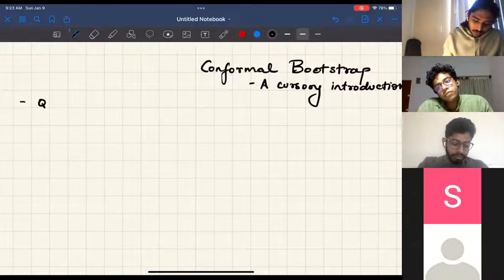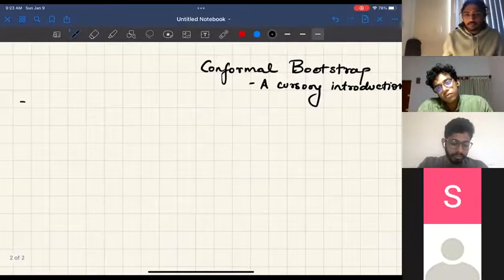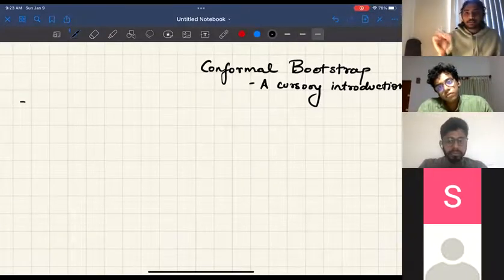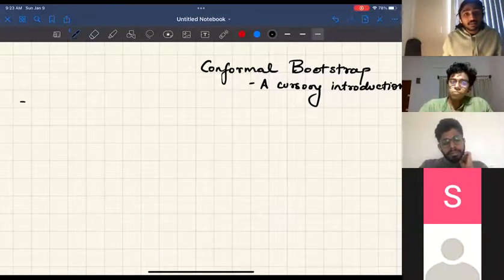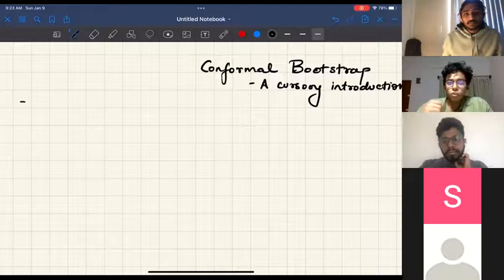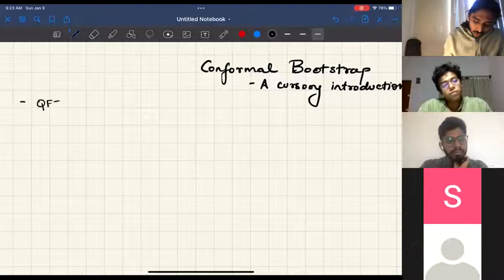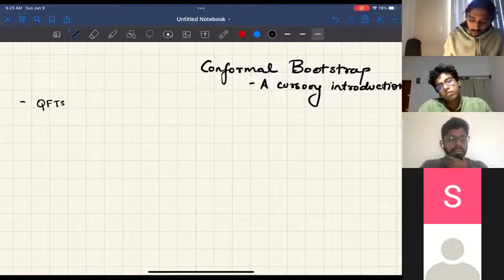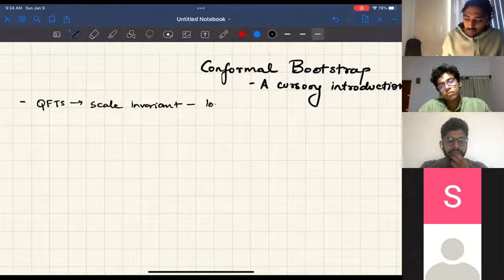So also let me know what you want me to write down as well. Like these things, if you want me to write down, I can just keep making notes of it, or I can just talk it out. Sure, just a few quick key pointer words could be good enough. Yeah, QFTs, scale invariant. Yeah, so they become scale invariant at long distances.